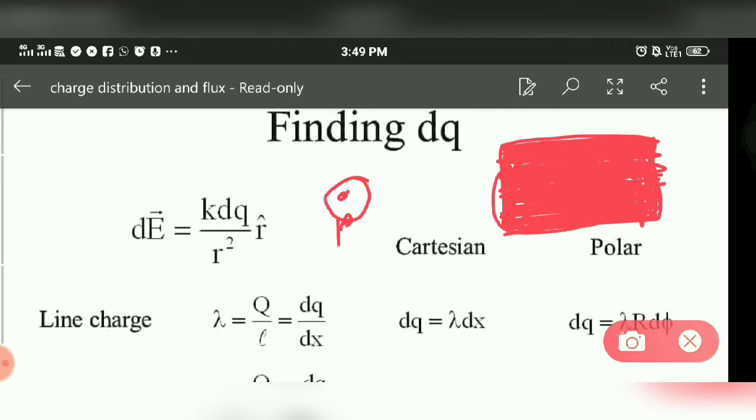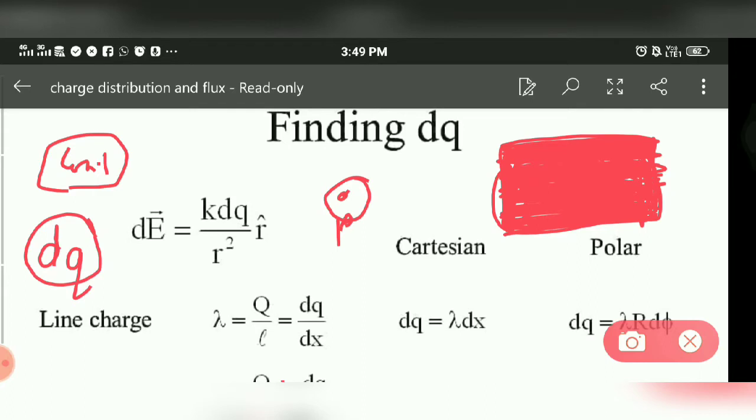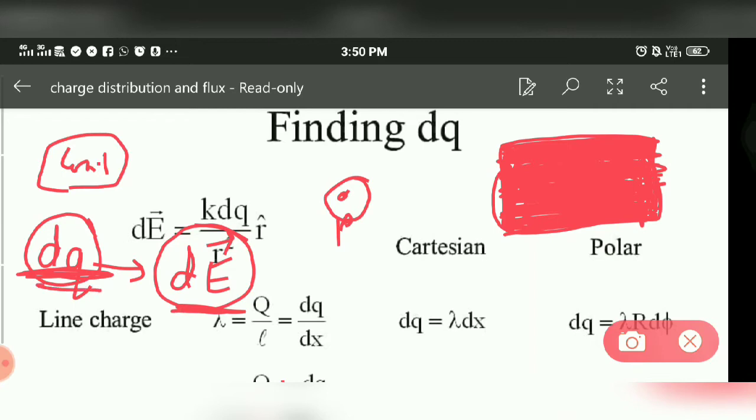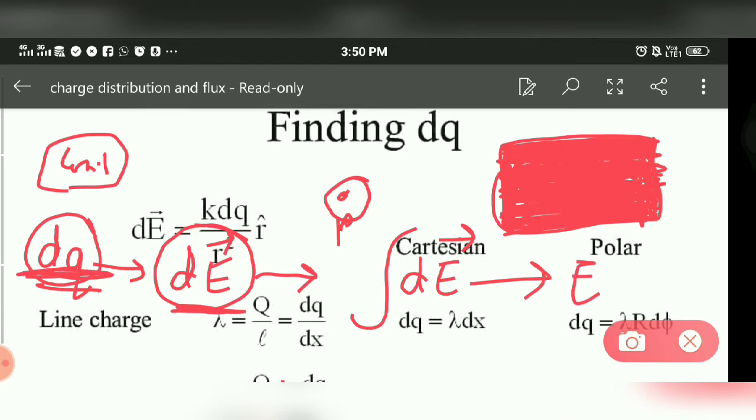Now, what is the formula? What is the way over here? For a continuous system, if we want to find the electric field at any point in the vicinity, first we find a small element of charge, that is dq. After that we find the electric field dE due to this dq. Once we find the electric field due to a small element, next we take the integration of this.